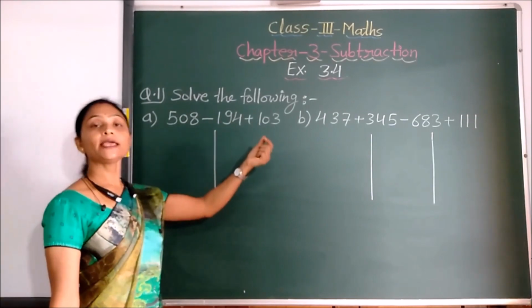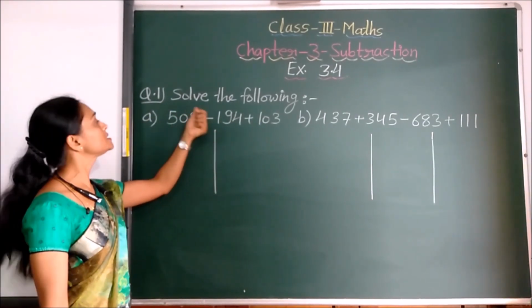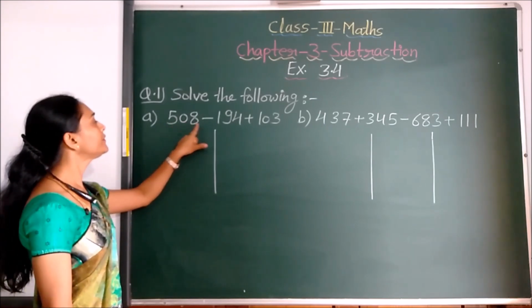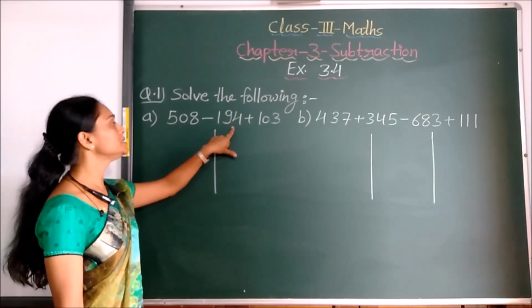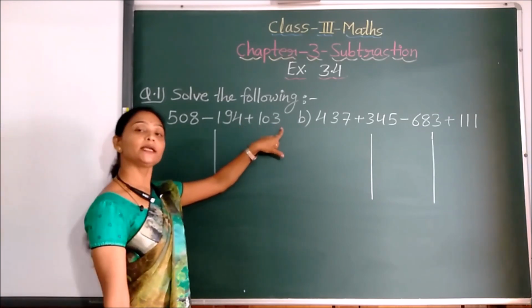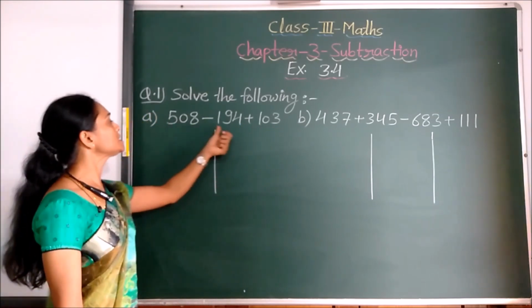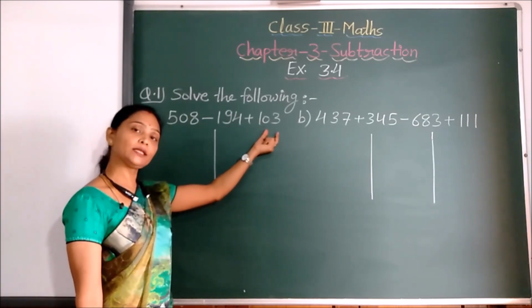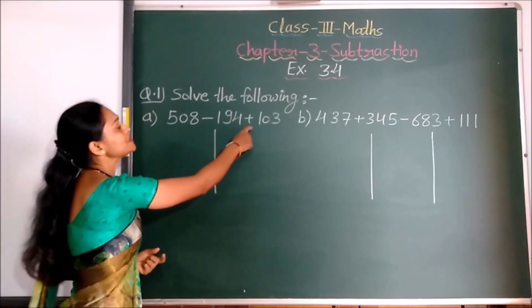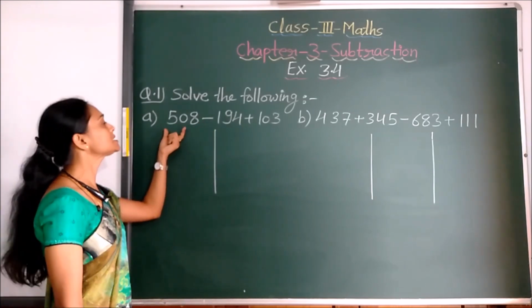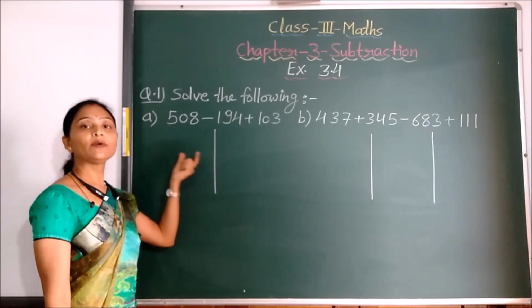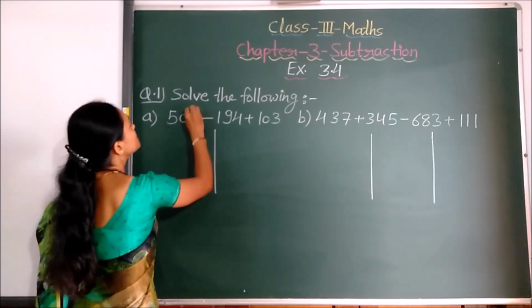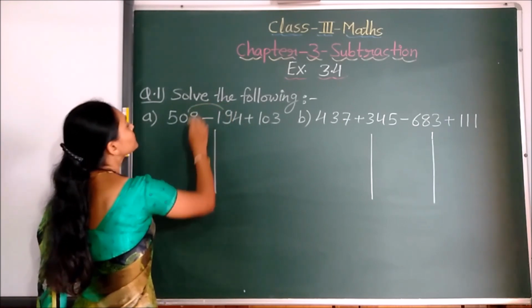Now see, exercise 3.4, question number 1. Solve the following. Now see children, here we have 508 minus 194 plus 103. So in this question you can see we are having minus sign and plus sign together. Yes children, both the signs we are having together. So it means this question we have to solve one by one. First we have to solve this one part. These two we will solve.